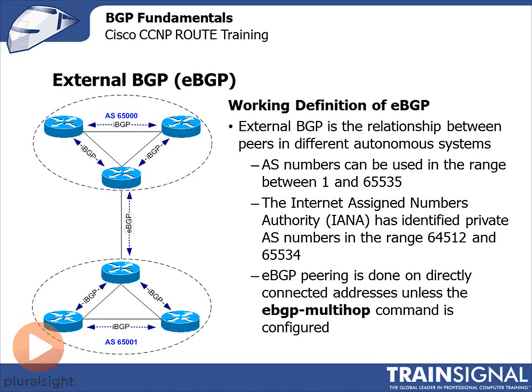eBGP peering is done on directly connected addresses. Now I talked earlier that it's not required, but if they're not directly connected, you have to use the eBGP multi-hop command because the TTL, the time to live between routers in BGP, is set at 1. And if you need it set to more than 1, you do eBGP multi-hop and then the number of hops.